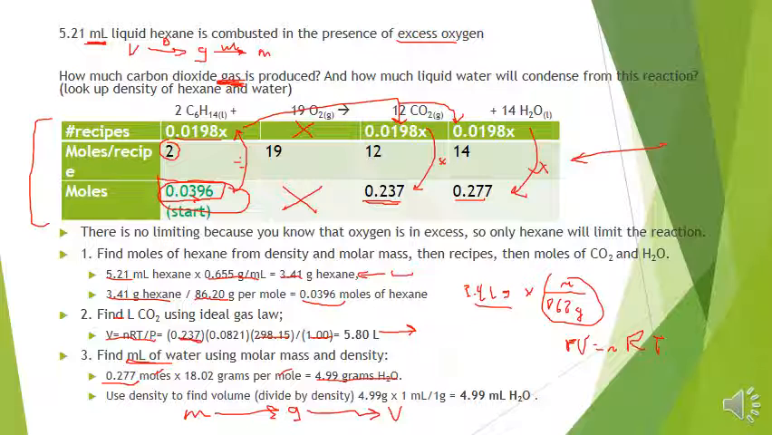Now I want to know how much volume that takes up, and to figure that out, I have to know the density of water. We're going to use 1 gram per mL. You can set it up like this: density of water is 1 mL per gram. I flipped it upside down so that the grams cancel out, and I end up with 4.99 mL of water. So if you combust 5.21 mL of liquid hexane, it would produce 5.8 liters of carbon dioxide gas and 4.99 mL of liquid water.